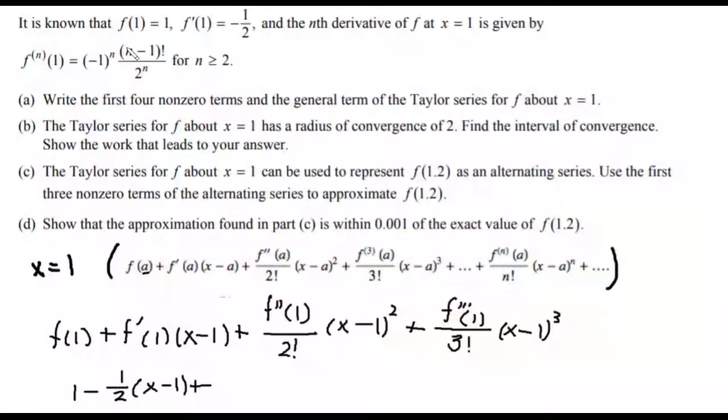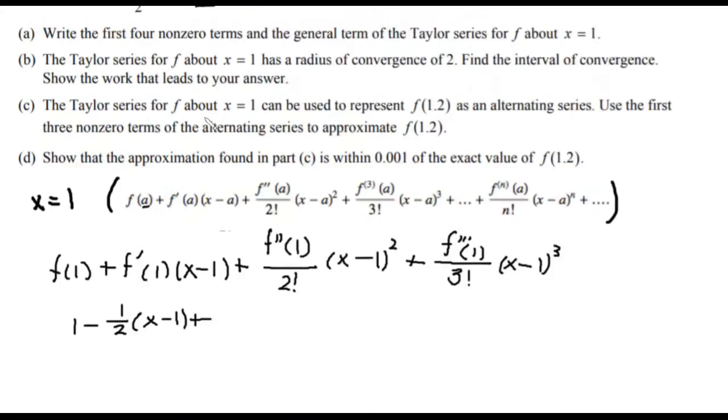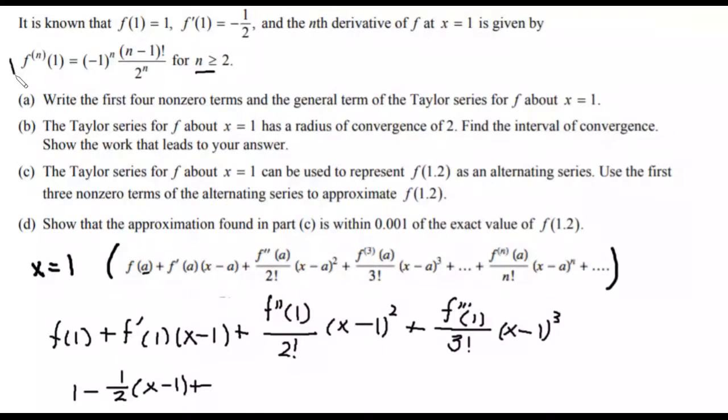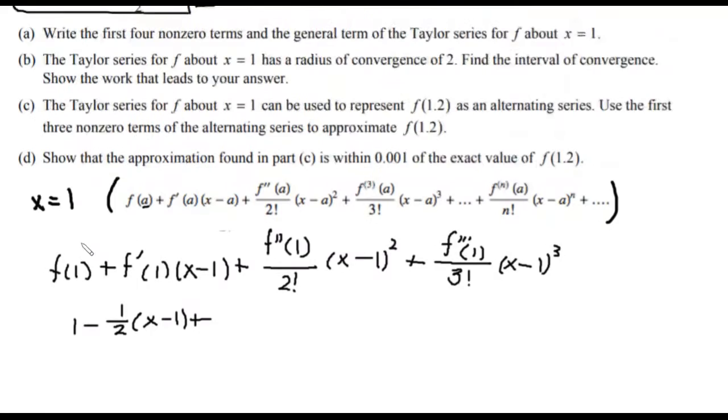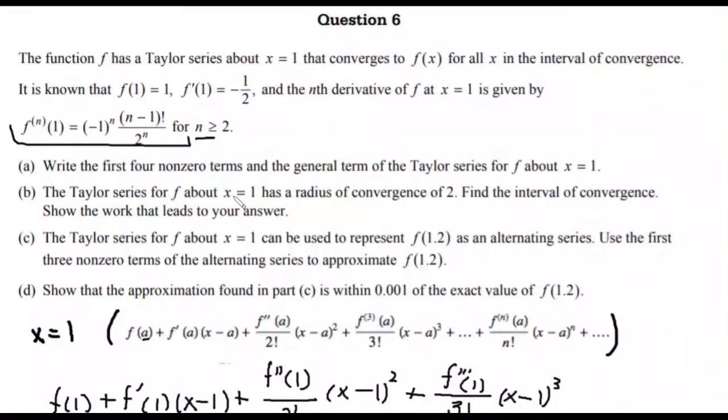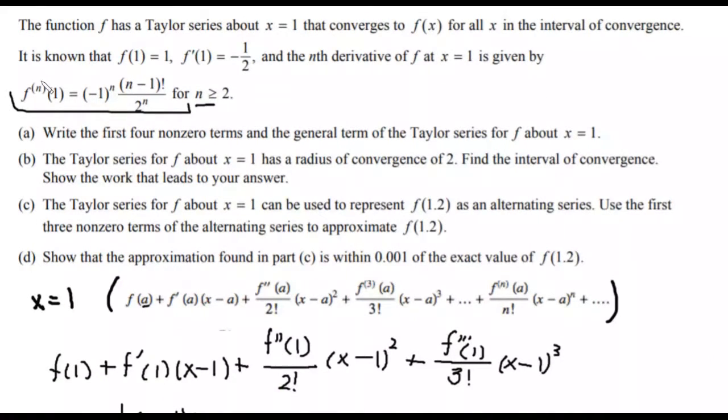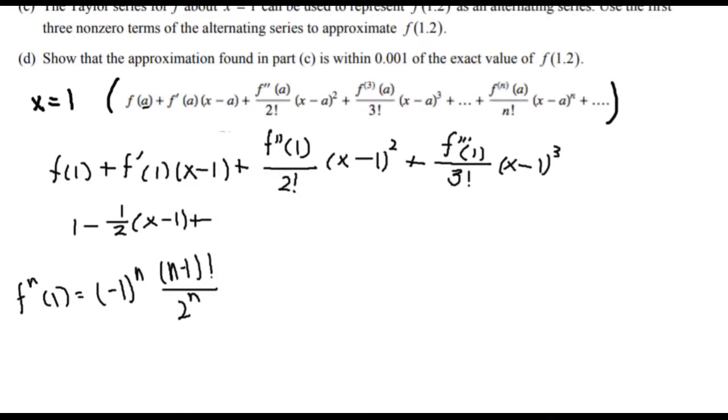So I've written 2 given formulas, and it says the nth derivative of f at x equals 1 is given by this formula for n greater than or equal to 2. So starting from 2, we should use the given equation about f. So you'll be confused. What's f''(1)? We can just plug it in. Because we want the second one, we will plug 2 for n. I've written down the formula, and now let's plug it in.